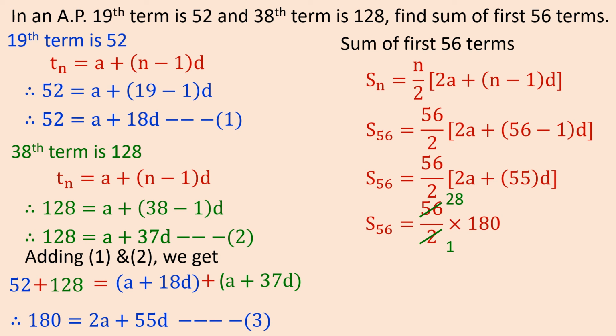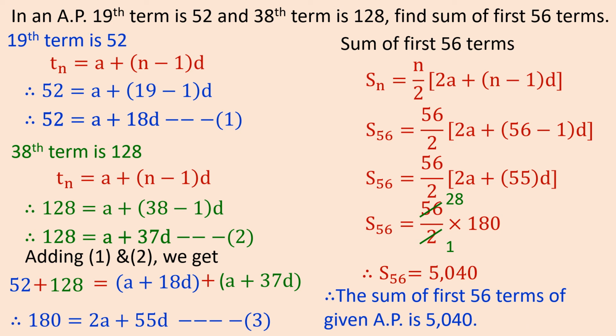Now we can go for cancellation. So 2 one time and 2 twenty-eight times is 56. So when I multiply 28 into 180, I get S56 equals 5040. So I hope you have understood how to calculate the sum of the first 56 terms. But we cannot finish without writing the final answer. So the sum of the first 56 terms of the given AP is 5040.